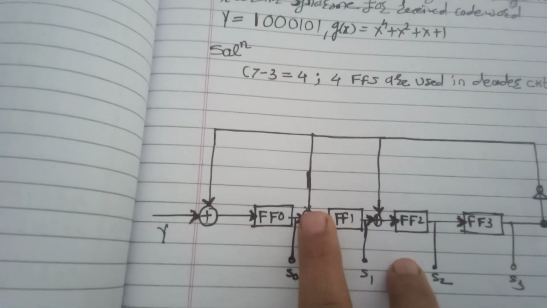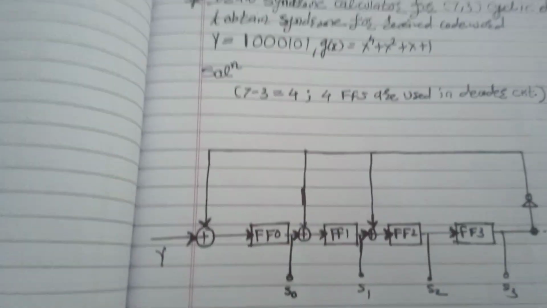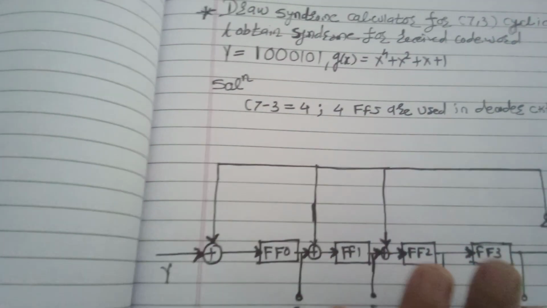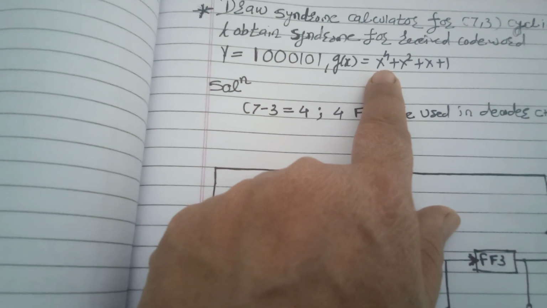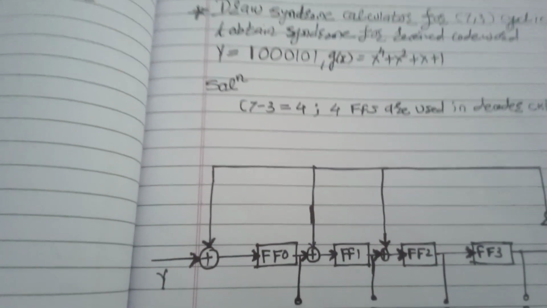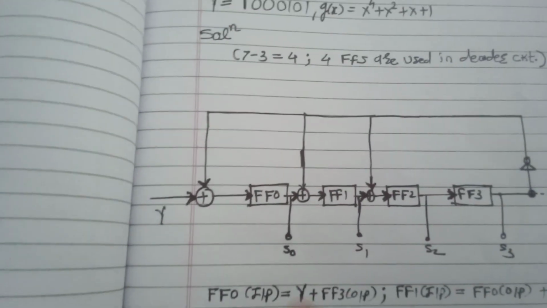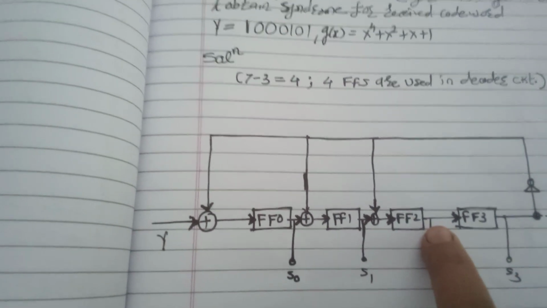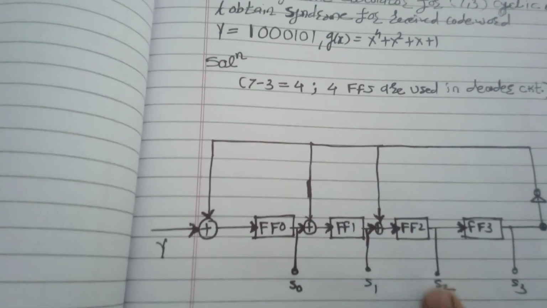Then how many syndrome bits are there? Syndrome bits are again 4. So flip flops are 4 as well as syndrome bits. The number of bits in the syndrome is 4, like in the 7,4 code, where flip flops are 3 as well as syndrome bits are 3. So the syndromes are taken as output of all flip flops. So you have to show these lines at the output of each flip flop.